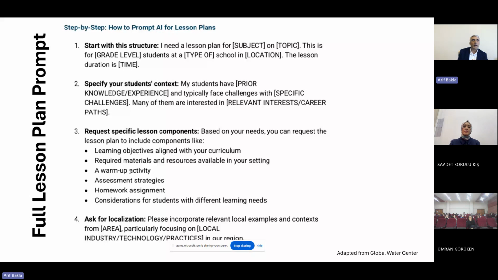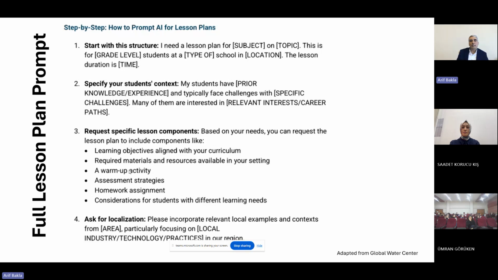This is for elementary level students, or maybe you could just give more information like A2 level, A1 level students learning this and that. Type of school, a secondary school in Turkey. And the lesson time is 80 minutes, something like this. My students have prior knowledge experience, just enter the prior knowledge.